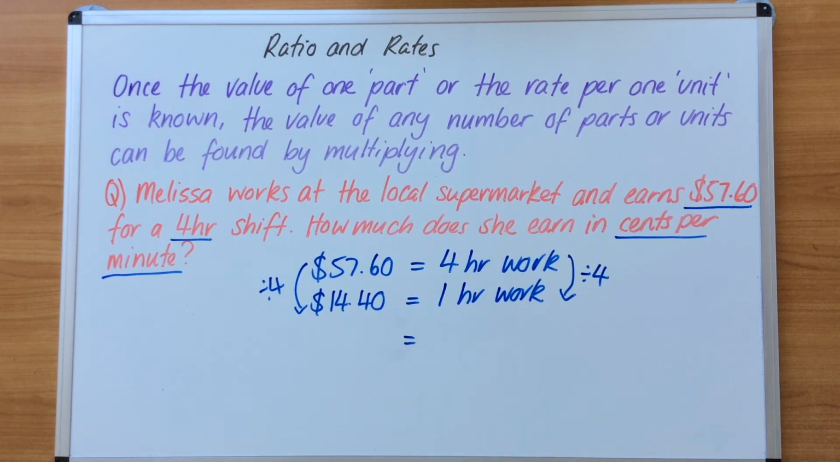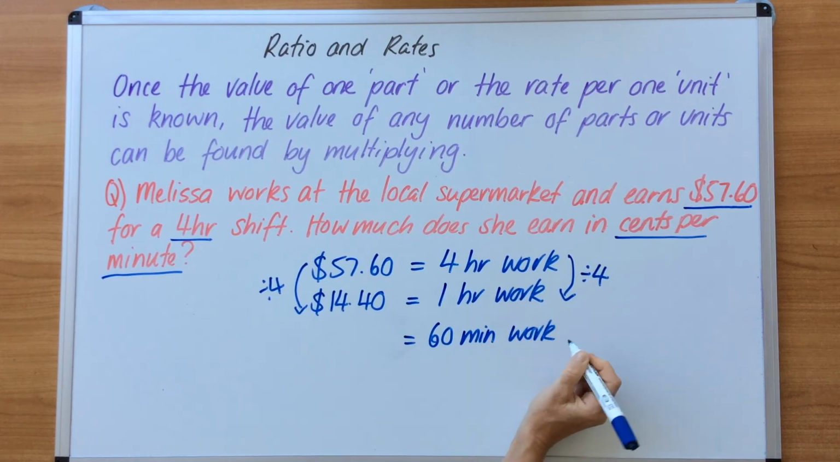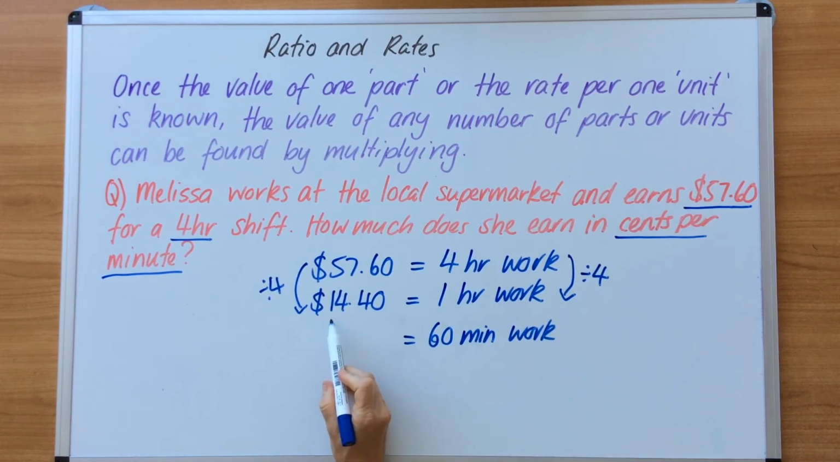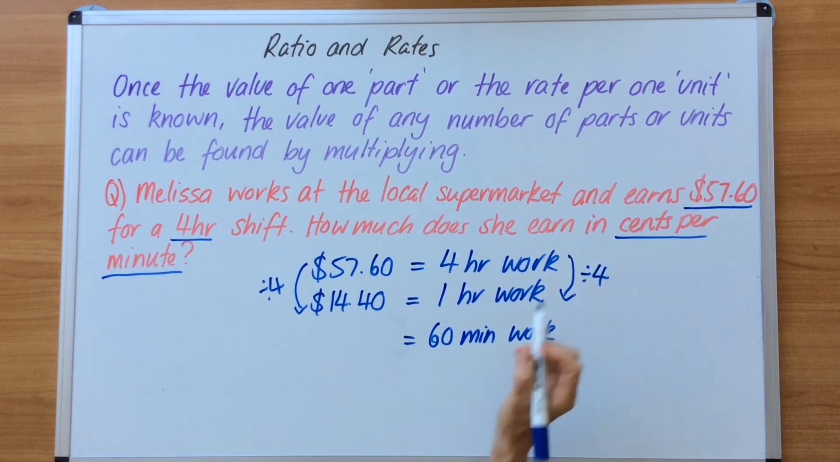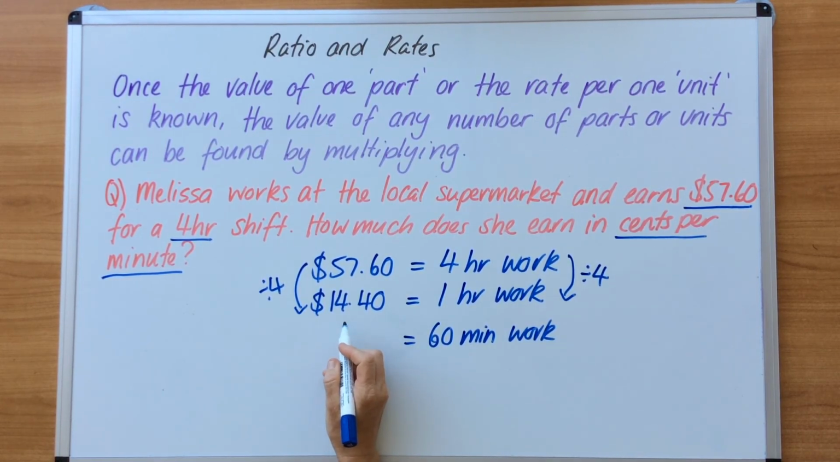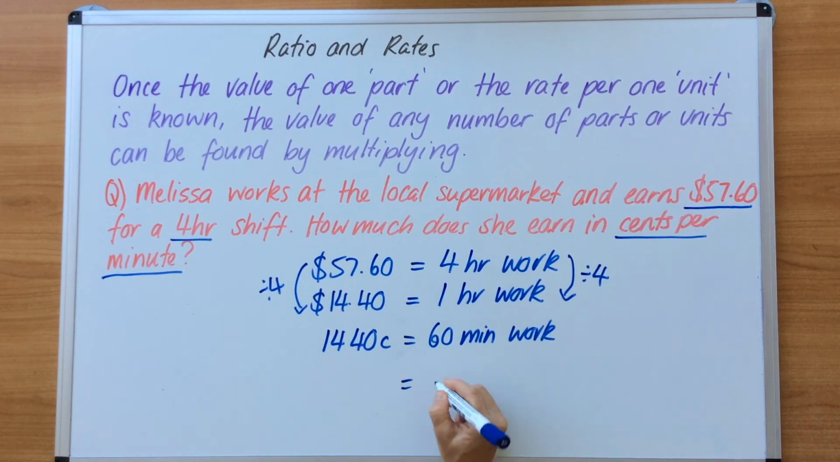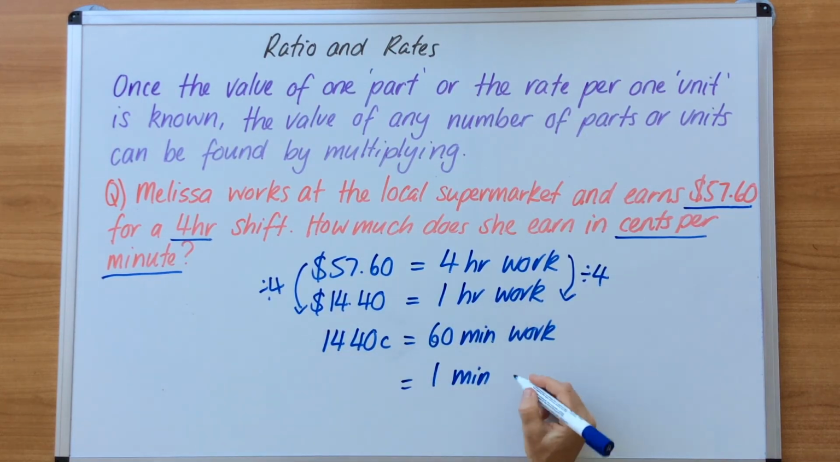Because they want this answer in per minutes, we've got to change the hour to 60 minutes. And we're going to change this to cents because they want cents. So $14.40 is 1,440 cents. So now we've got to go down to 1 minute because they want to know per minute. So per minute of work.